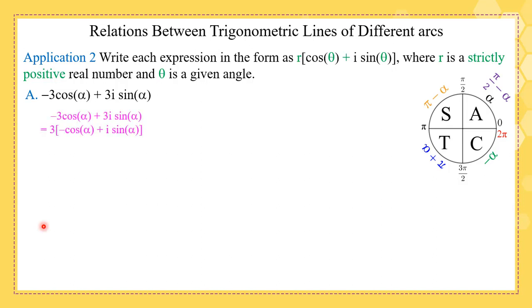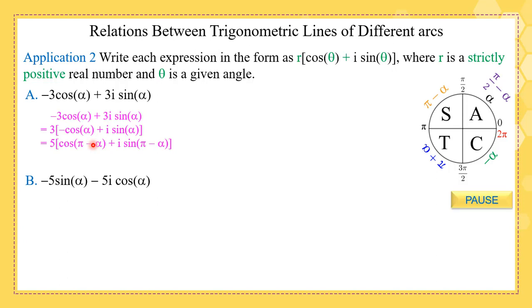Now if we take 3 in common, we get minus cosine alpha plus I sine alpha. We need the cosine to be negative and the sine to be positive, and this falls in the second quadrant, which is pi minus alpha. So we replace each alpha by pi minus alpha. Now this case, try also to do it alone.